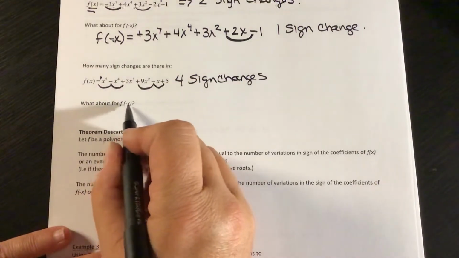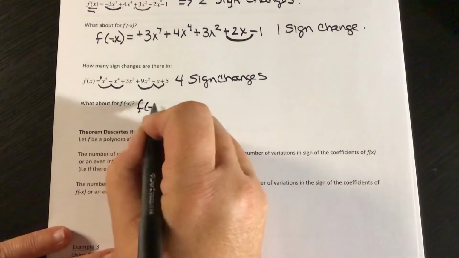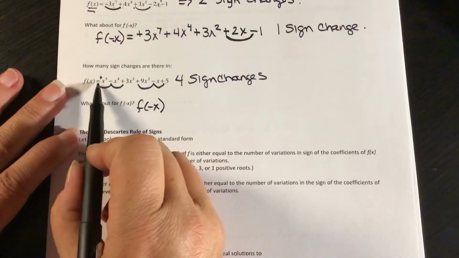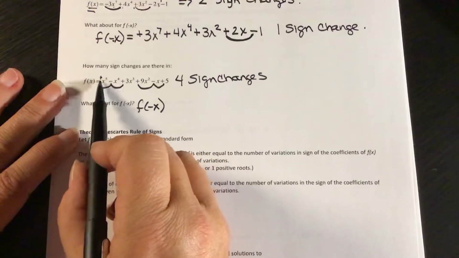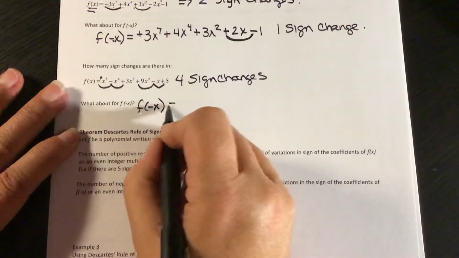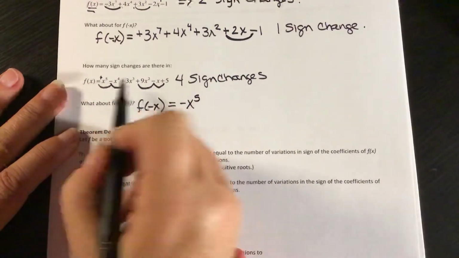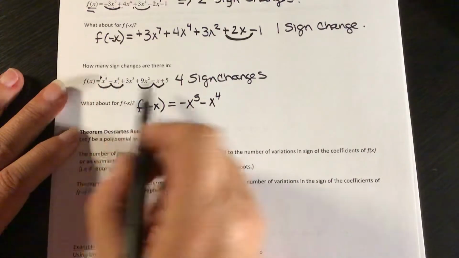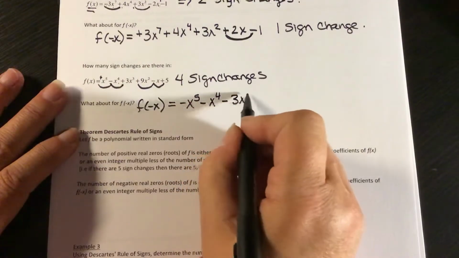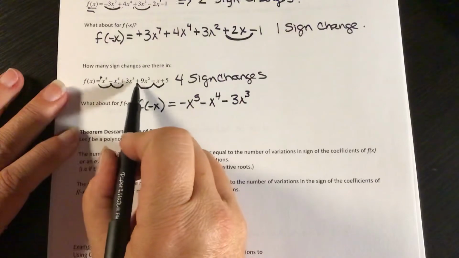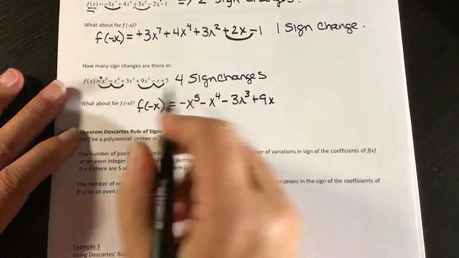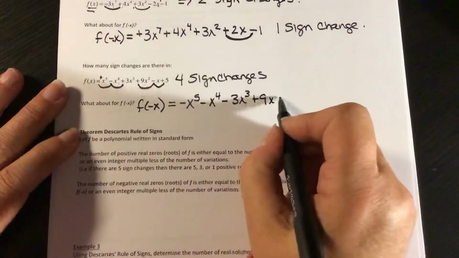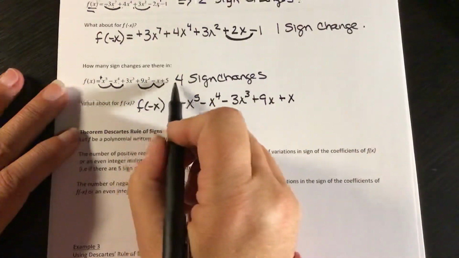And for f of negative x, if I plug in negative x, remember if it's an odd exponent, the sign in front of it will change. So to the 5th power, I'm going to have a negative x to the 5th, minus x to the 4th, that stays the same. X to the 3rd, I'm going to change my sign, minus 3x to the 3rd. X squared will stay the same, plus 9x. Here's a negative, so I'm going to change my sign here, so that's plus x, and then plus 5.